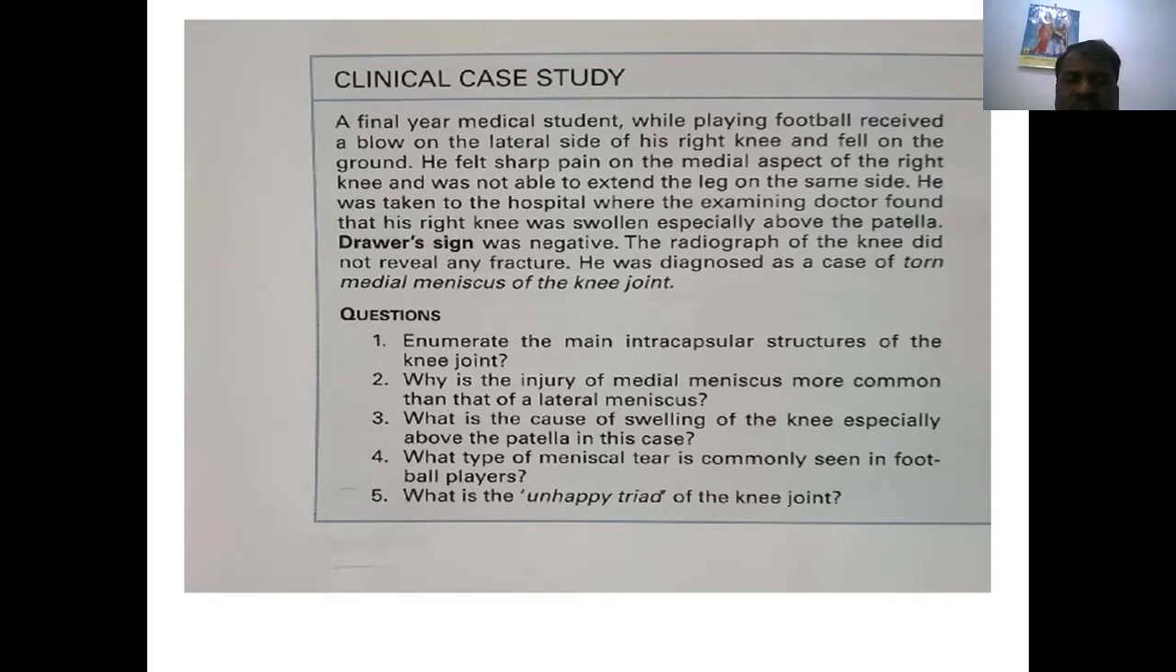What are the questions we are expecting from this clinical case study? One: enumerate the main intracapsular structures of the knee joint. What are they? You know, the ligaments. Next: why is injury to the medial meniscus more common than the lateral meniscus? What is the cause of swelling of the knee, especially above the patella, in these cases? What type of meniscal tear is commonly seen in football players? What is the unhappy triad of the knee joint? These are the questions we are expecting from this clinical based case study.